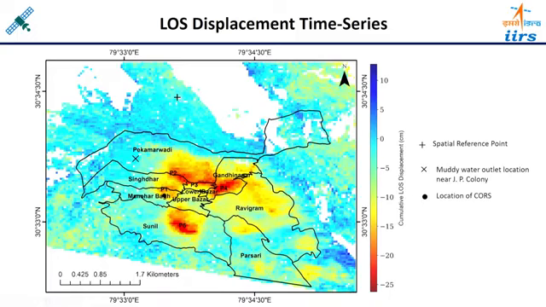This plus point is taken as a reference point for all the images, and this solid dot is representing the CORS station, that is, the continuously operating reference station, which is basically the GNSS data set. That data set was also made available by the Survey of India during this particular event. I used that data just for validating my outputs.